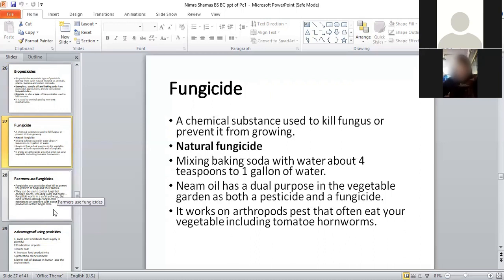Natural fungicides mixing. How to make natural fungicide? This is the most important step. Mixing baking soda with water, about 4 tablespoons to 1 gallon of water. This causes the reduction of the fungus.